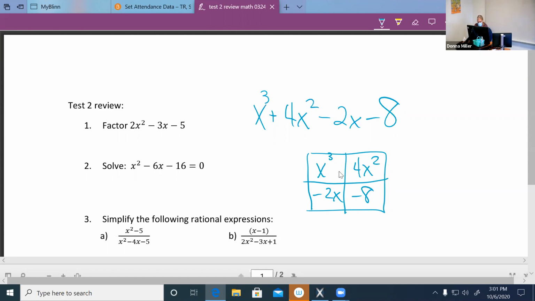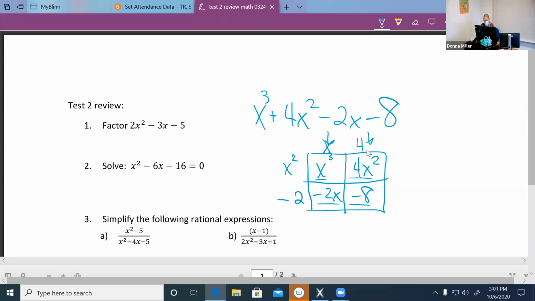So if you look at this first row, you have x cubed and 4x squared. What's the common factor? X squared, so that comes out here. Now the second row, negative 2x and negative 8. What's the common factor? Negative 2. If the first one is negative, take out a negative. Now we did the rows, now we're going to do the columns. The columns go this way. Of x cubed and negative 2x, what's the common factor? X, that goes up here. And 4x squared and negative 8, what's the common factor? 4.